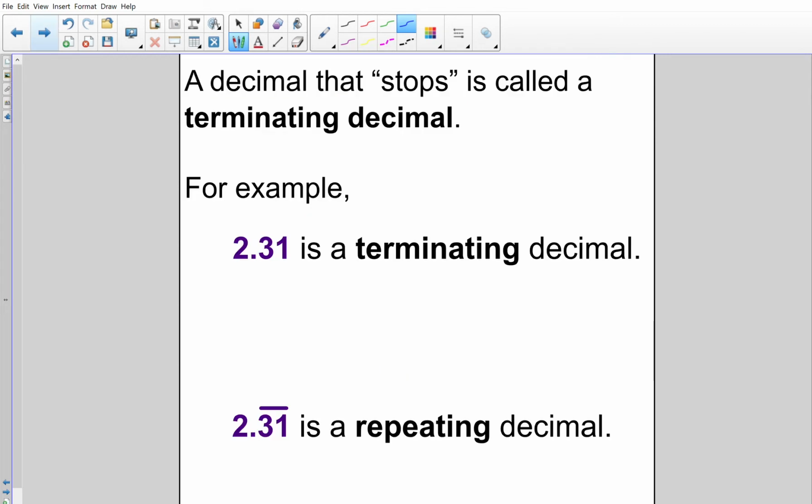Okay, so a decimal that stops is called a terminating decimal. So 2.31 is a terminating decimal. When I put the line over it, now I'm showing it as a repeating decimal. So I want you guys to see the difference between those two.